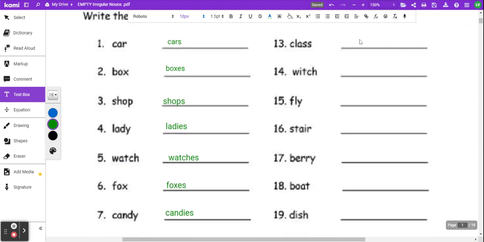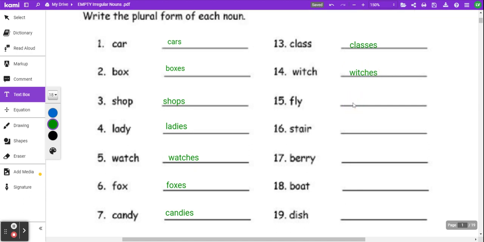What about number 13? Class. Classes. So we're going to put C-L-A-S-S-E-S, right? So we're going to put E-S at the end, porque termina en S, it ends in S, te agrega E-S. We add E-S to the word. What about which? Witches. W-I-T-C-H-E-S. ¿Por qué? Porque tiene la combinación C-H. So we add ES to the end.